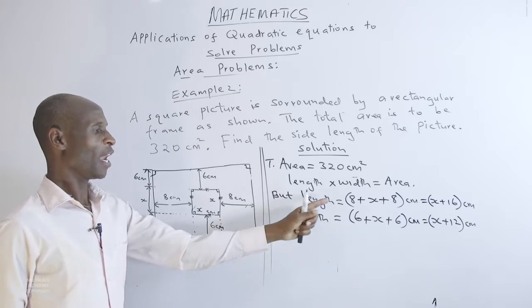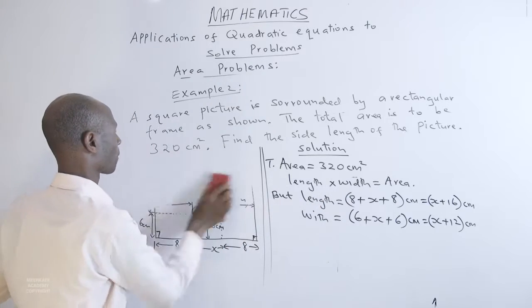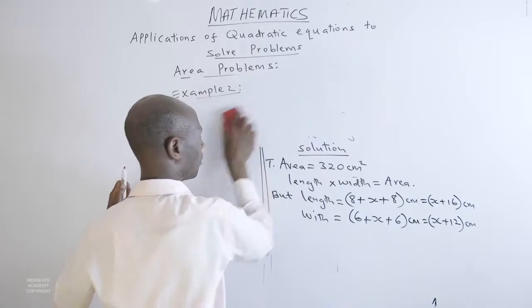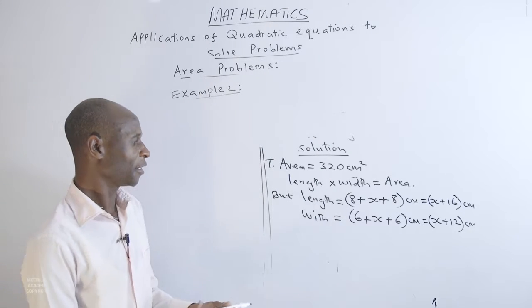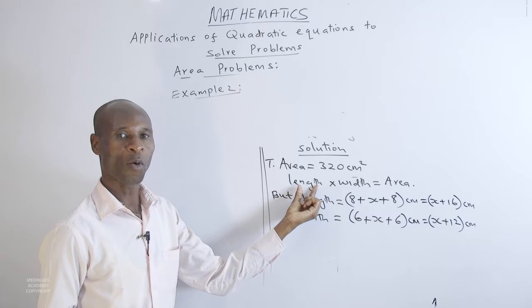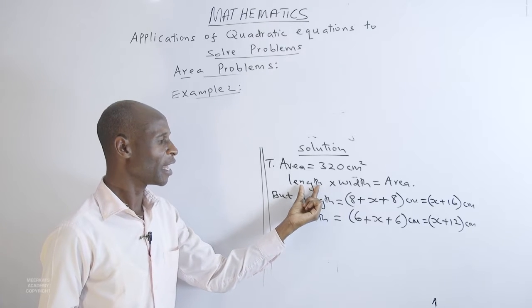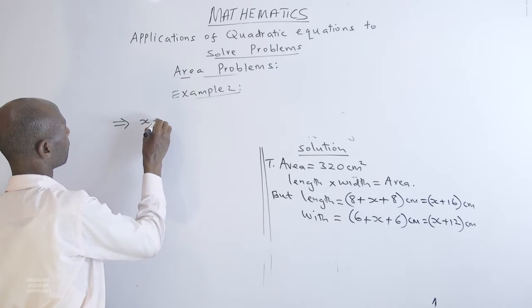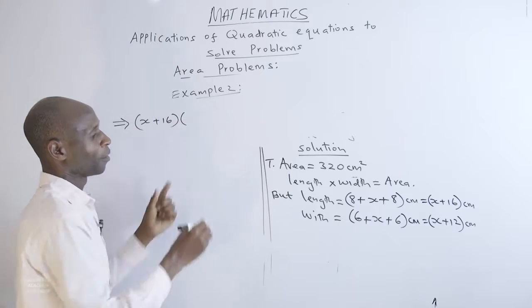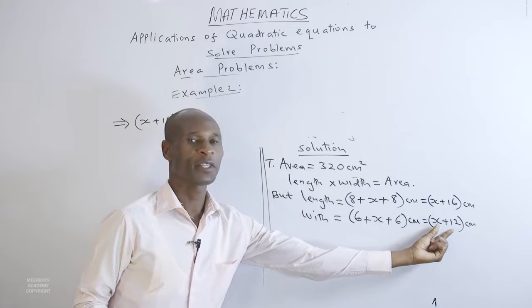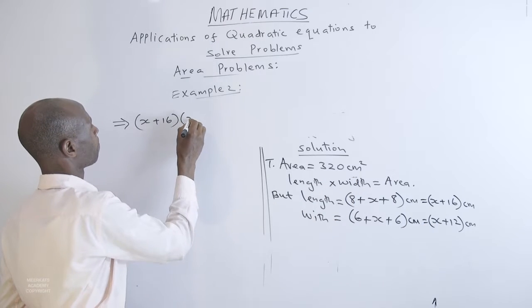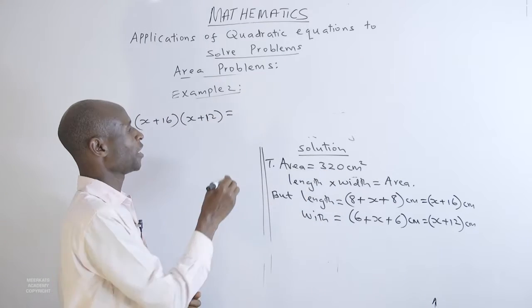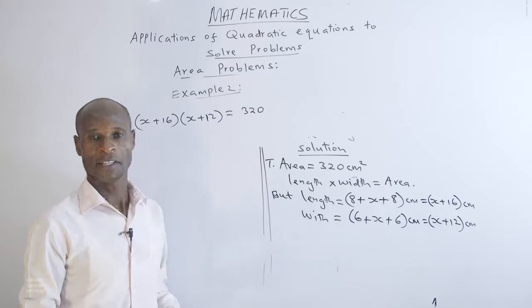Now, having known the length and width expressions, we can now go ahead and substitute in our formula for area. Where there is length, we substitute with x plus 16, multiplied by, where there is width, we substitute with x plus 12, equals area, which is 320 square centimeters.